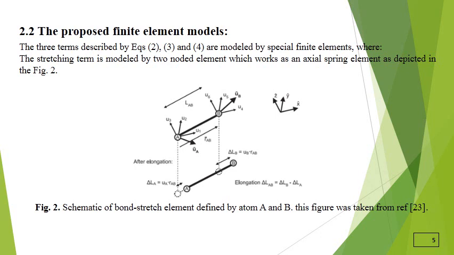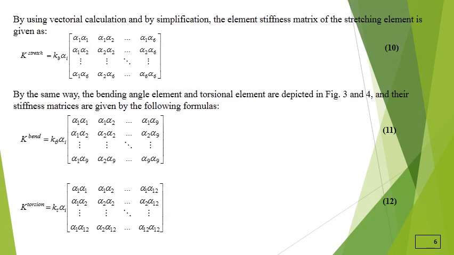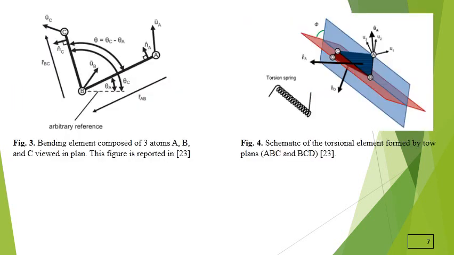The bending angle element is defined by three atoms and describes the flexion effect. Its stiffness matrix is 9 by 9. The torsional element is defined by four atoms and describes the torsion about the bond. Its element stiffness matrix contains 12 by 12 coefficients.